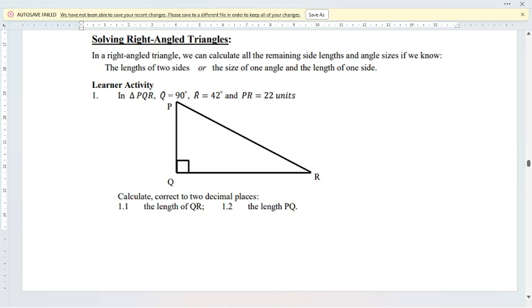So there are only two techniques. When we work with right angle triangles, trig ratios and Pythagoras theorem.